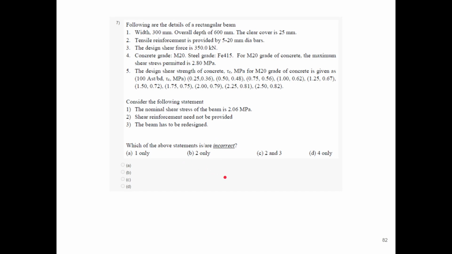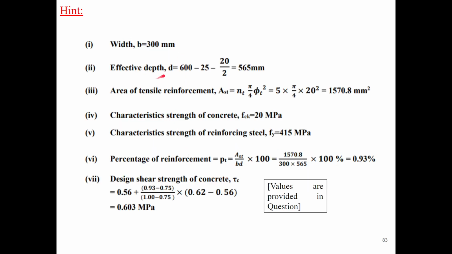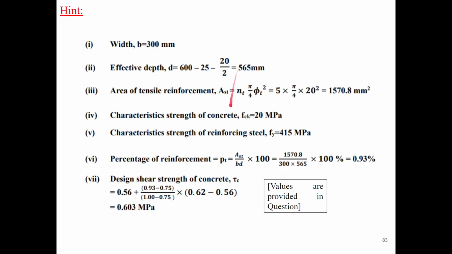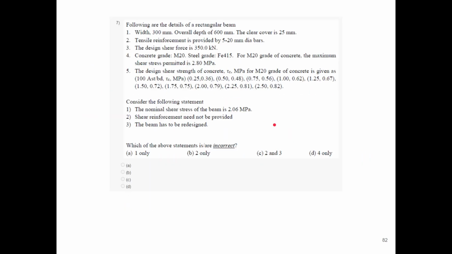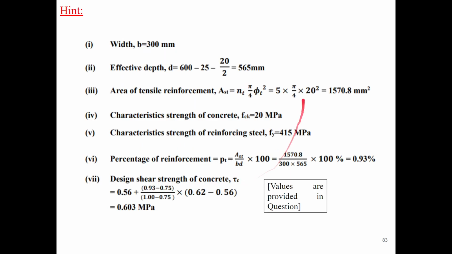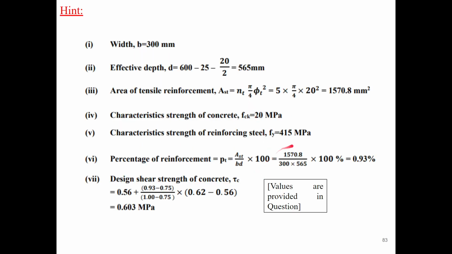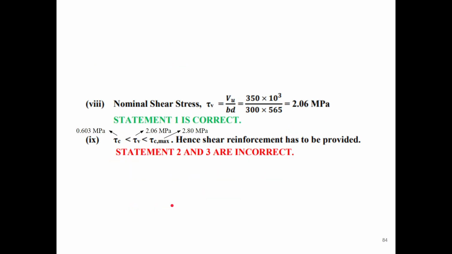Okay. So let us see. So width is 300. Effective depth is how much? 600 minus 25 minus 20 by 2, 565 mm. Area of tensile reinforcement 5 into pi by 4 into 20 square, 1570.8 mm square. fck is 20 megapascal. fy is 415 megapascal. And yeah, so pt value will be 1570.8 by 300 into 565 into 100, which is 0.93%, and tau c value will be 0.603 megapascal, okay?